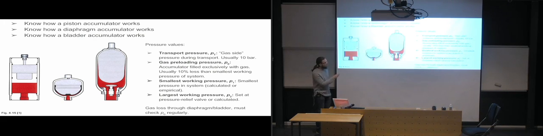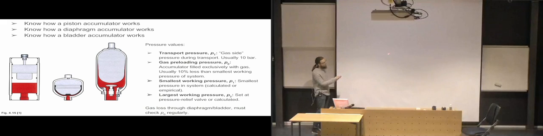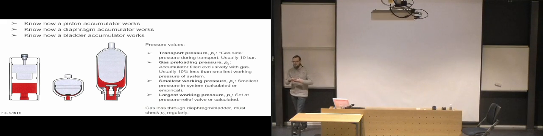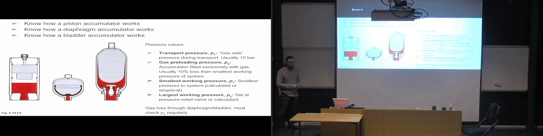And one thing to think about with the diaphragm and the bladder is that you're going to have gas being diffused through the diaphragm or through the bladder and into your hydraulic fluid. It's going to be a very small amount that's diffused at a time, but it's going to mean that over time your gas pressure is going to be lowered. So it needs to be checked at regular intervals just to make sure that you still have the correct preloading pressure, which means that you have to empty the accumulator of hydraulic fluid and then check the pressure of the gas.